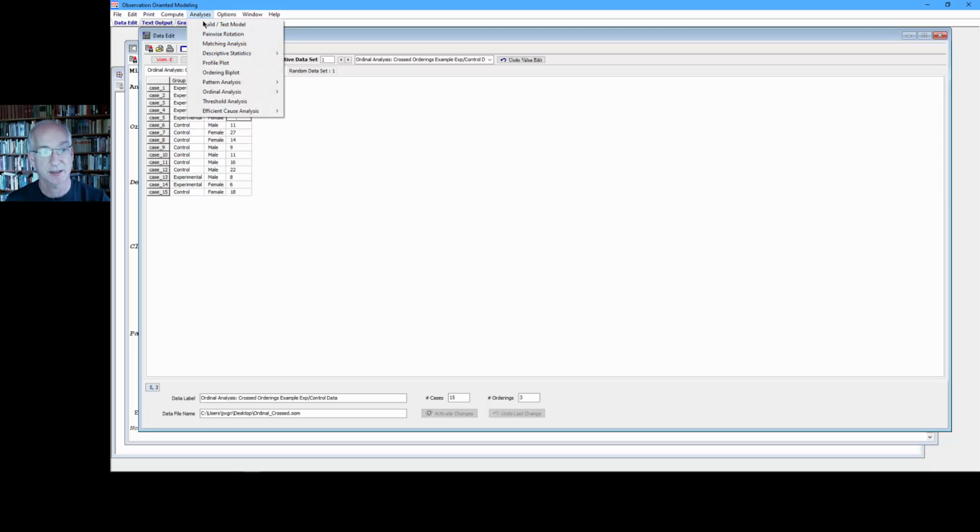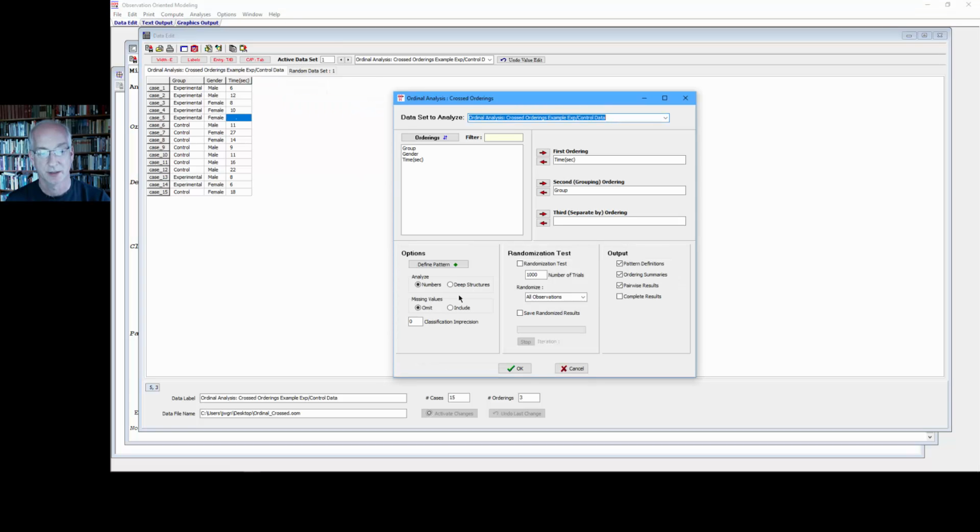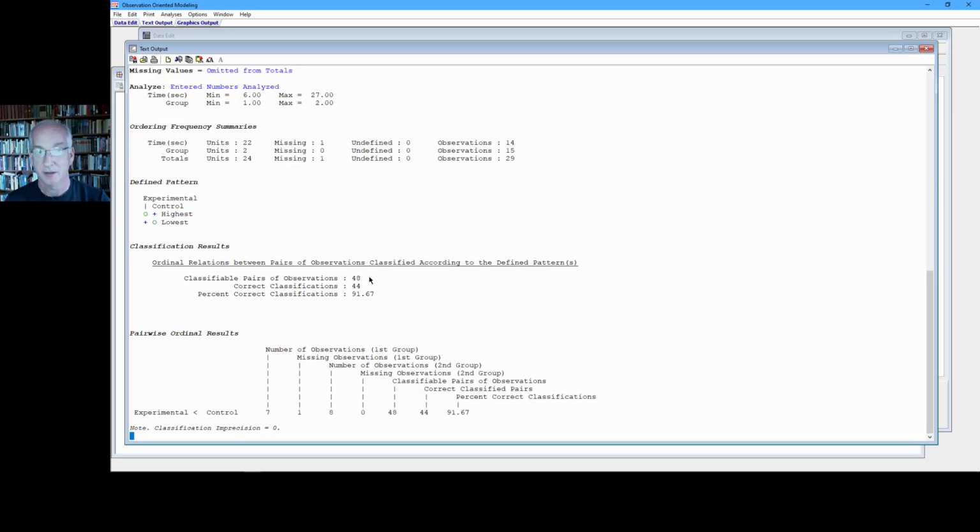So we'll select Analyses, Ordinal Analysis, and we're going to cross the orderings, and we'll select OK. Now with that missing data point in the data, sure enough, there are the 48 classifiable pairs of observations. 44 of those were classified correctly. That's about 92%.